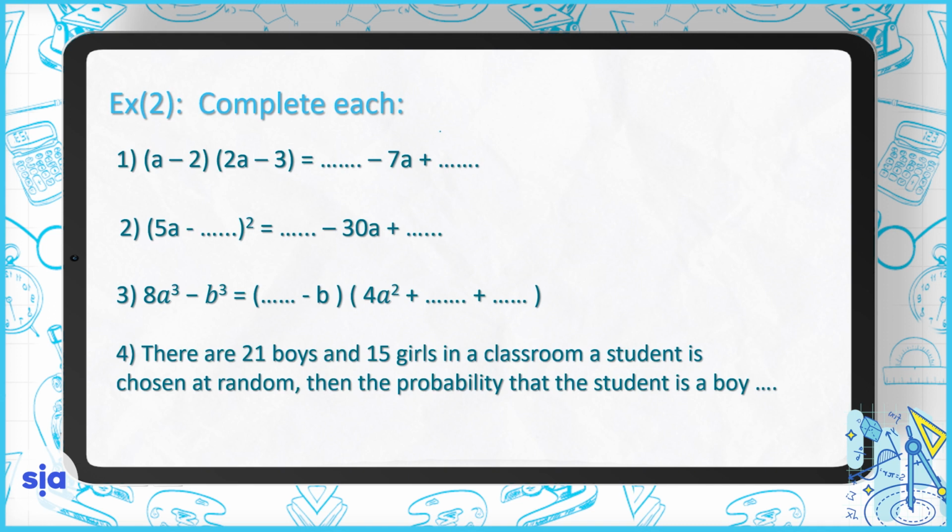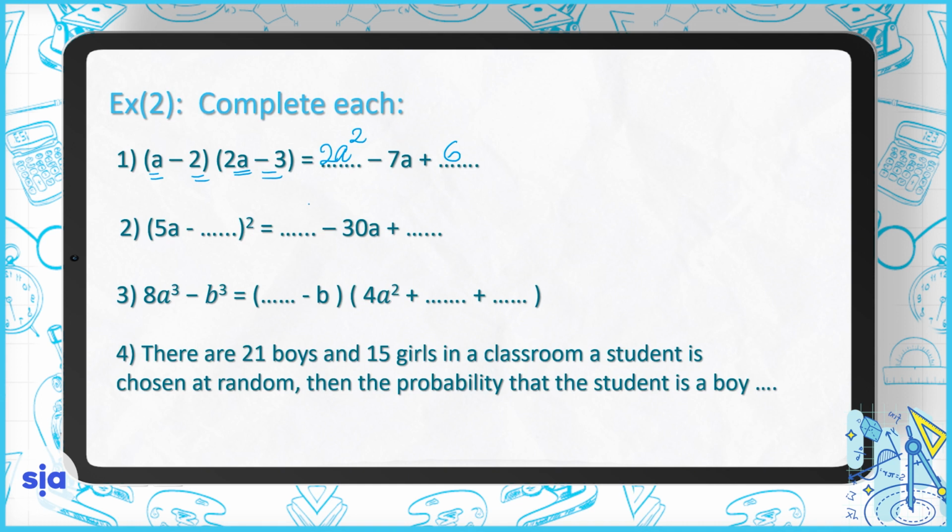Another type of question we have here is to complete each of the following. How can we expand (a − 2)(2a − 3)? First times first, a times 2a, this is 2a². And then the last times the last, it is plus 6.